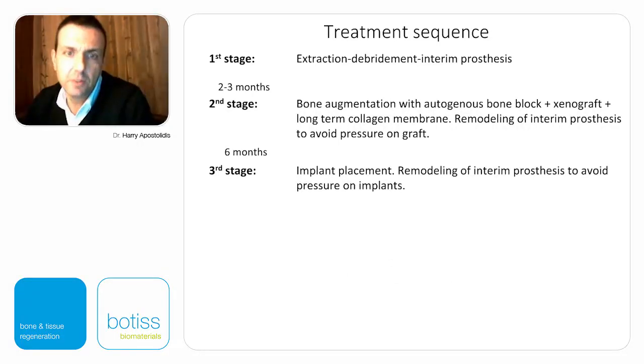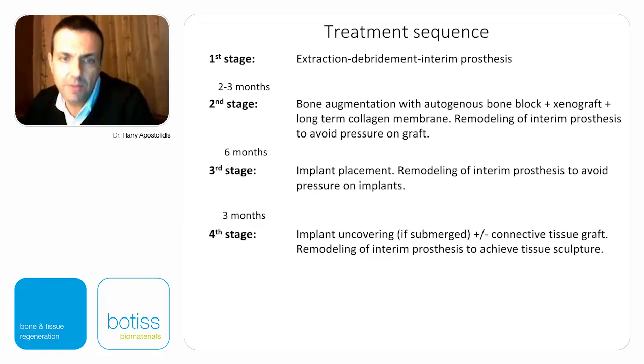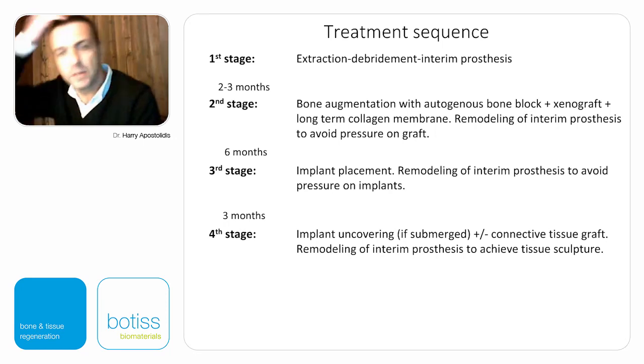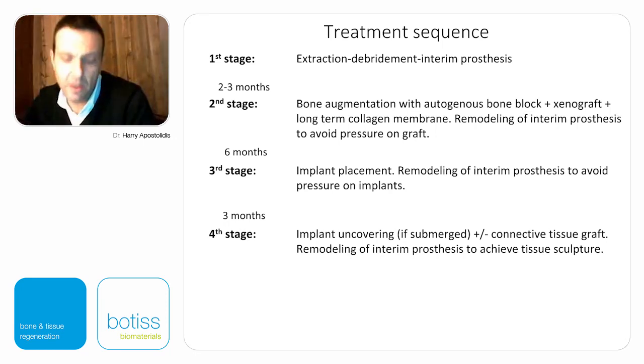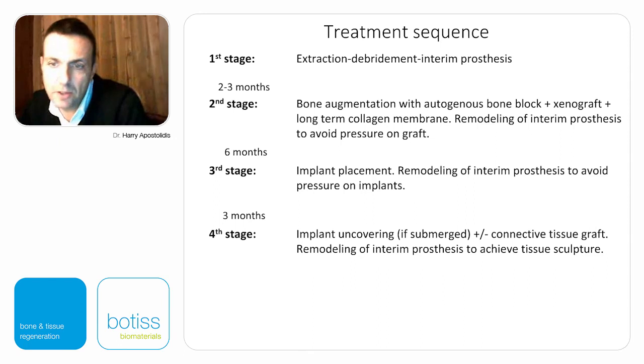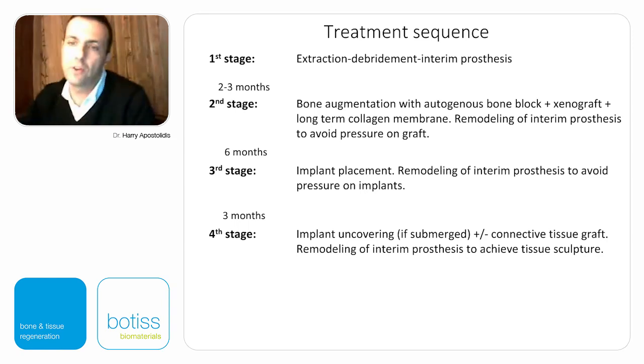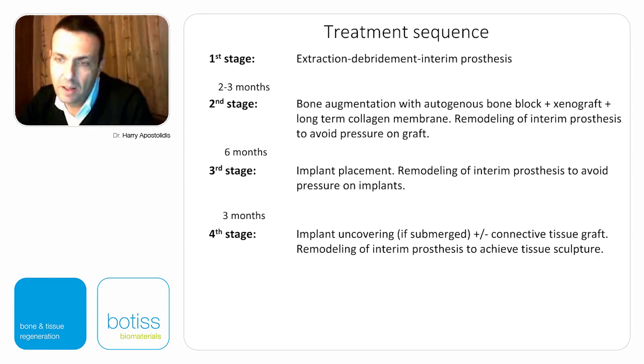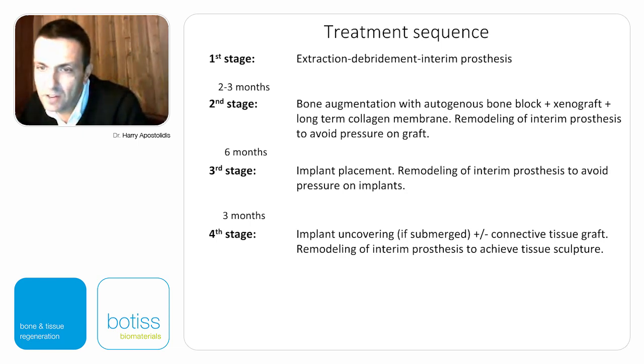After 6 months, we do our implant placement. Again, we remodel the interim prosthesis to avoid pressure on the implants. 3 months after that, after osseointegration has taken place, we do the implant uncovering if we have submerged them, plus or minus a connective tissue graft. I can tell you now that if you overgraft with bone, you very, very seldom will need to have a connective tissue graft. Lately, I very, very seldom use that because I try to overgraft with bone, autogenous bone and xenograft.